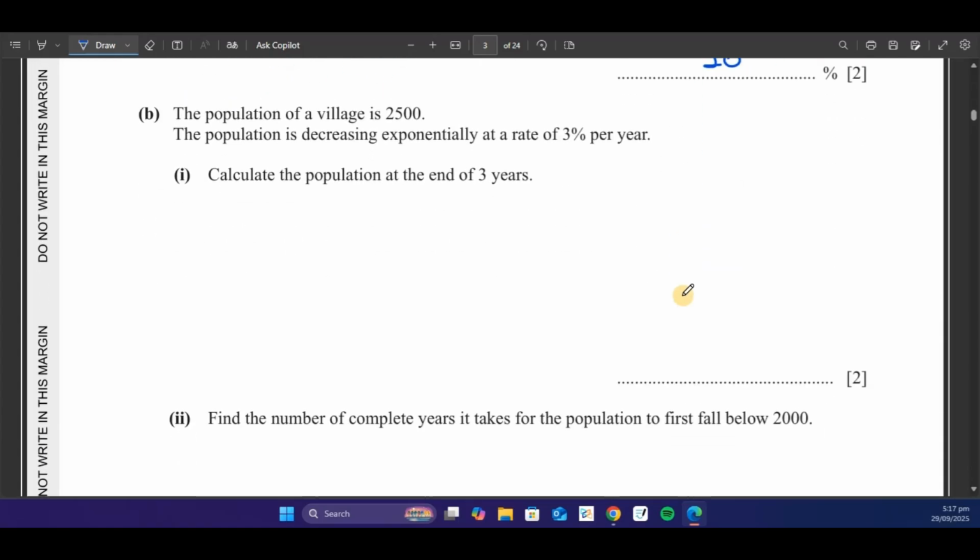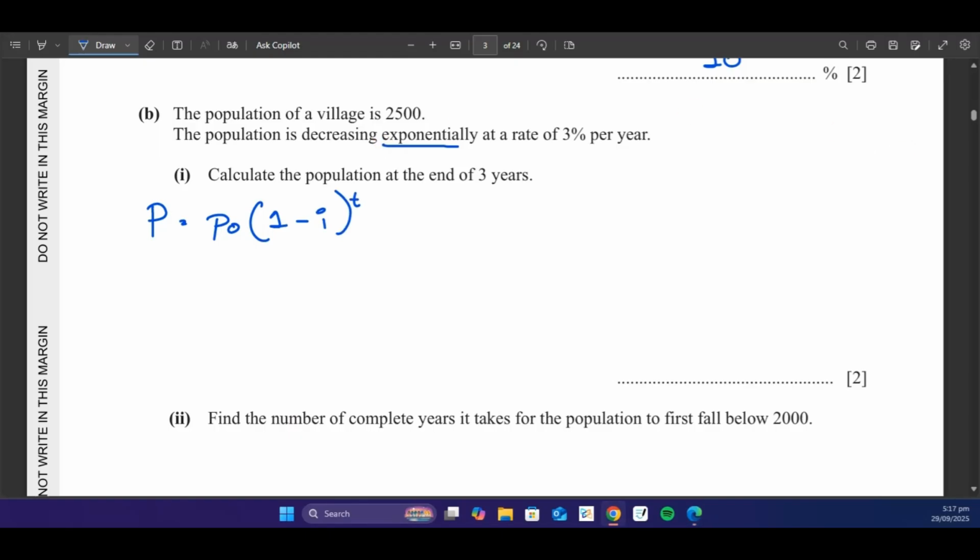All right, perfect. Moving forward, the population of a village is 2500. The population is decreasing exponentially at a rate of 3% per year. Calculate the population at the end of 3 years. Okay, so the population is 2500 and it's decreasing by 3% per year. We need to find the population at the end of 3 years. We know that it's exponential, so we need to make an exponential function. So population is equal to p naught, the initial population, times 1 minus the rate, to the power of the time. Does that make sense?